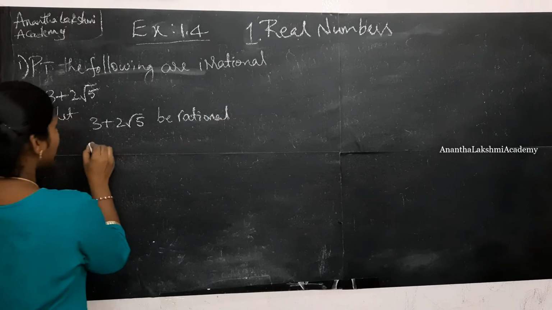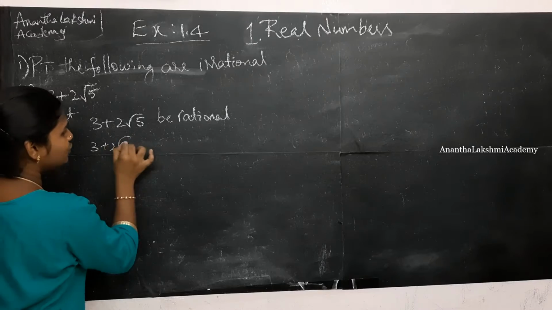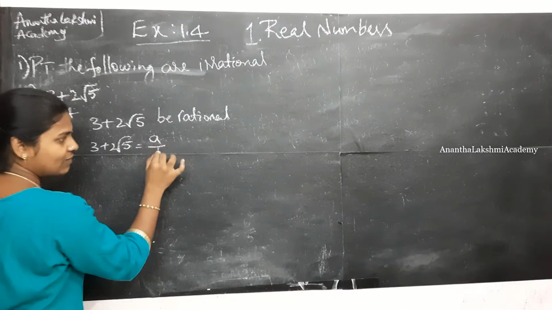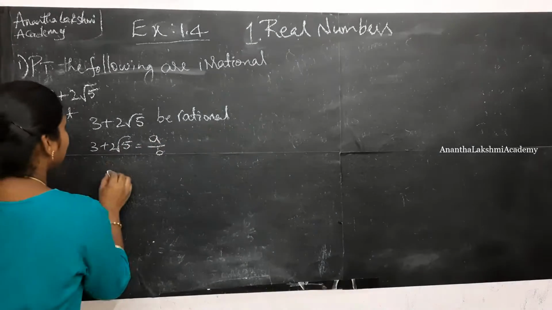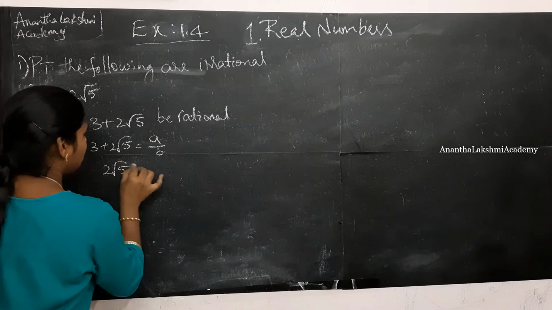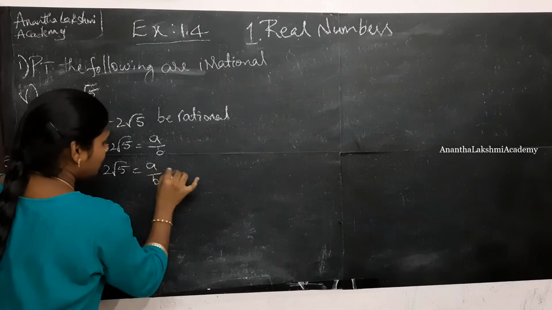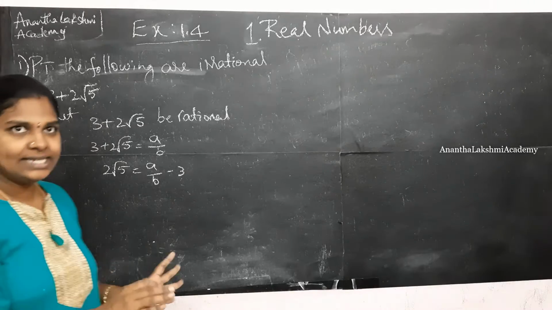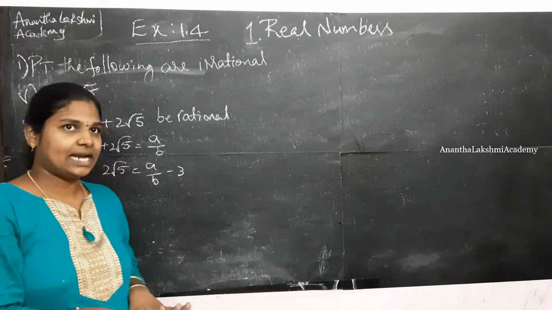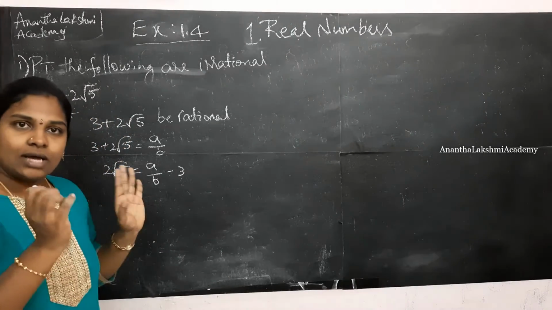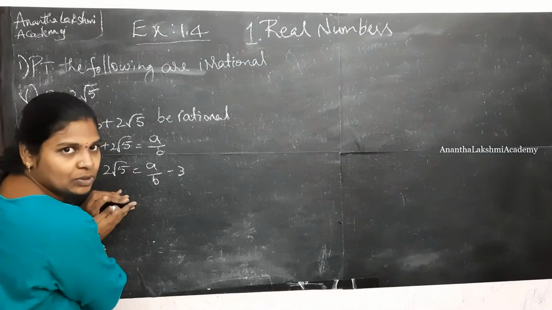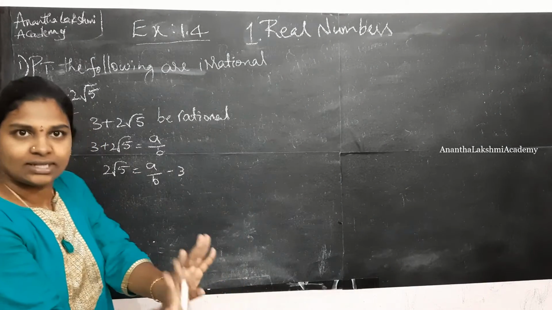Alright, then what it becomes, 3 plus 2 root 5 is equal to, it should be in the form of a by b where a and b are co-primes. Now 2 root 5 is equal to a by b minus 3. Throughout this exercise, what we have to prove is that we need to have a square root of a prime number on one side and the rest of the thing on the other side.